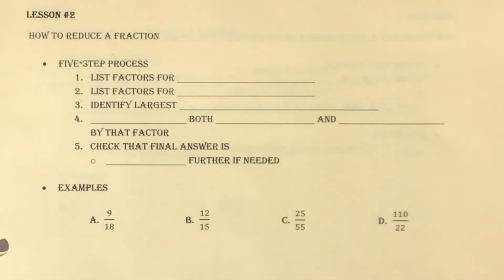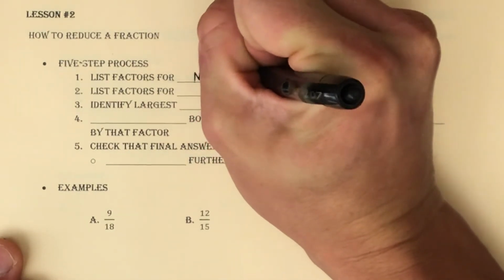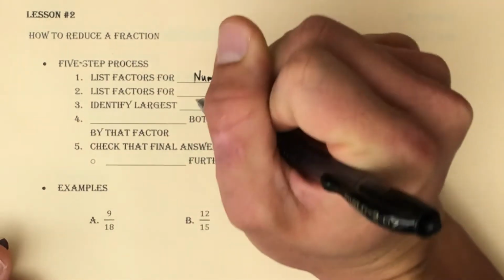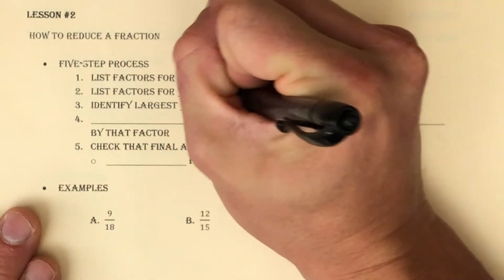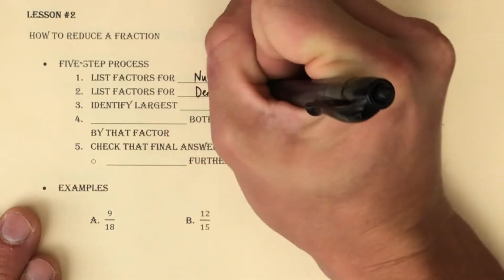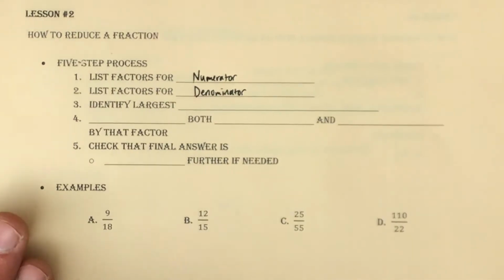It's a 5-step process. First thing we want to do is list out the factors for the numerator. As you should have defined in your vocabulary, the numerator is the top number of the fraction, what's on top of the fraction. Once we've figured out the factors for the numerator, then we need to list the factors for the denominator. And again, as you should have figured out in your vocabulary, the denominator is the bottom number of the fraction.